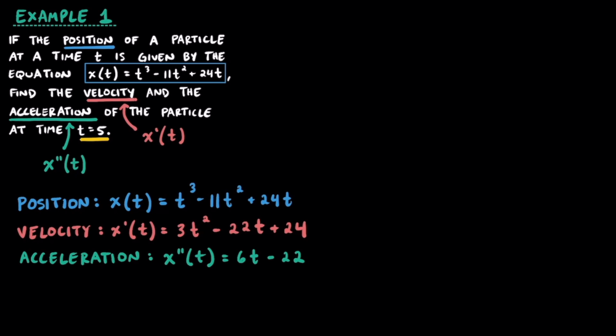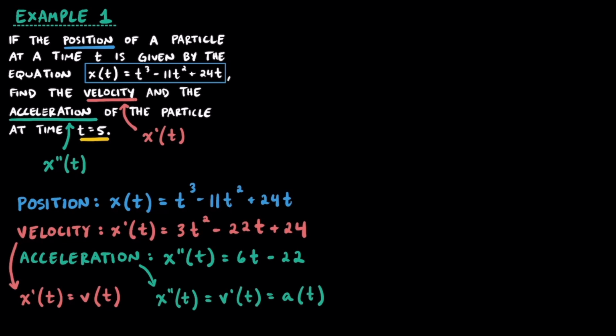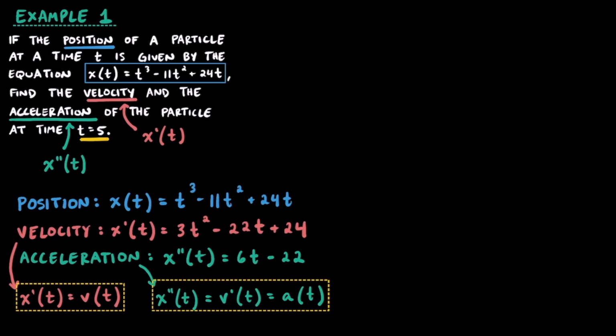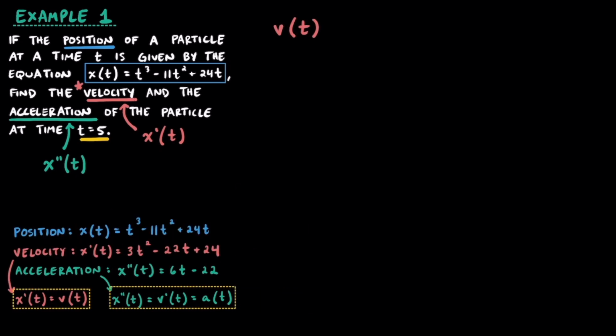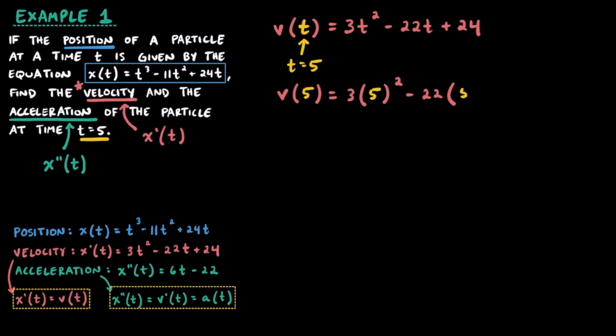Taking the first and second derivative of our position function, here you can see the functions for velocity and acceleration. And remember, depending on how the problem you're given is written, x prime of t is the same thing as v of t for velocity, and x double prime of t is the same thing as v prime of t, or a of t. Let's start by finding the velocity. We know we're trying to find out the velocity when t is equal to 5, or time is equal to 5, so let's substitute in 5 for t.